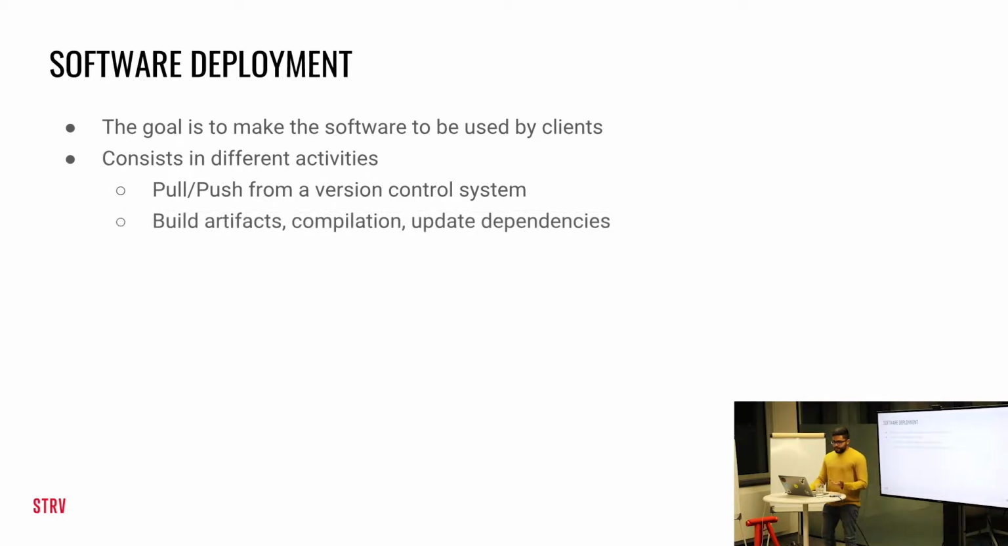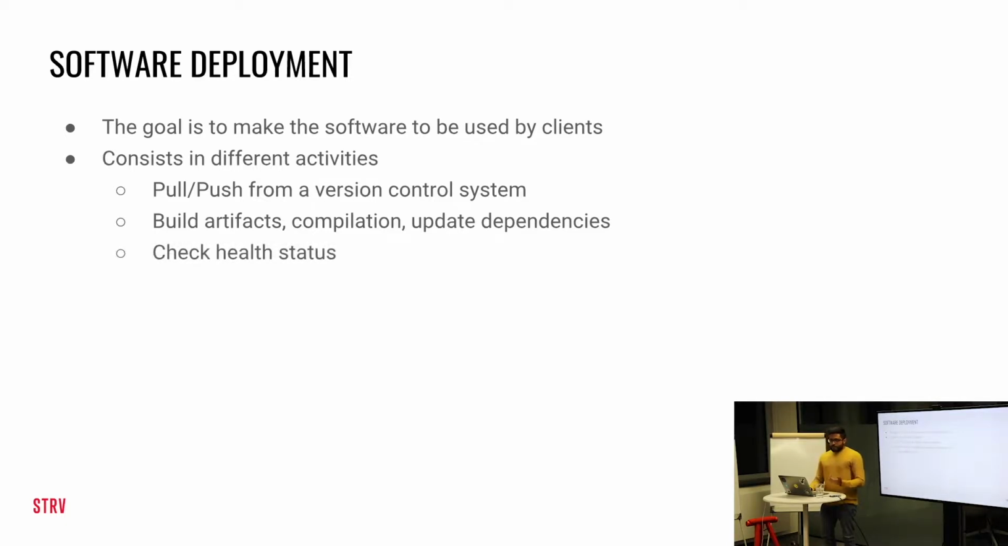After that, sometimes the code is not ready to be used because you got this from a raw repository. Sometimes you need to compile it, build artifacts, or update the dependencies. Sometimes you only need to update dependencies, even if your code didn't change, and that's considered another deployment, so that's very important.